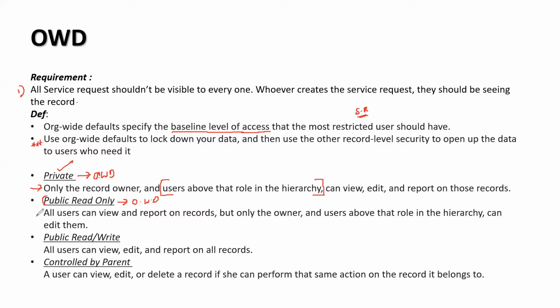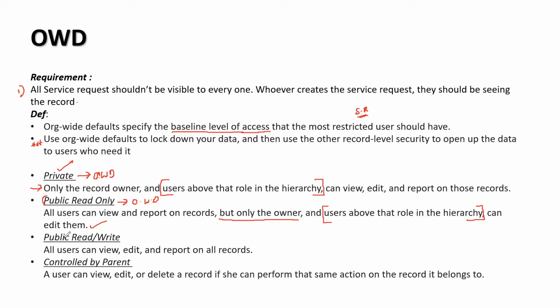If I set the OWD as public read only, as the name suggests, public can read the record information only. What it has to offer is all the users can view and report on these records, but only the owner and the people above in the role hierarchy can edit them. As we discussed, we do not know what exactly the role hierarchy is as of now. I'm parking this point aside. If I read this definition again, it says all the users can view and report on these records. That is fine, but only the owner can edit those records that he has with him.